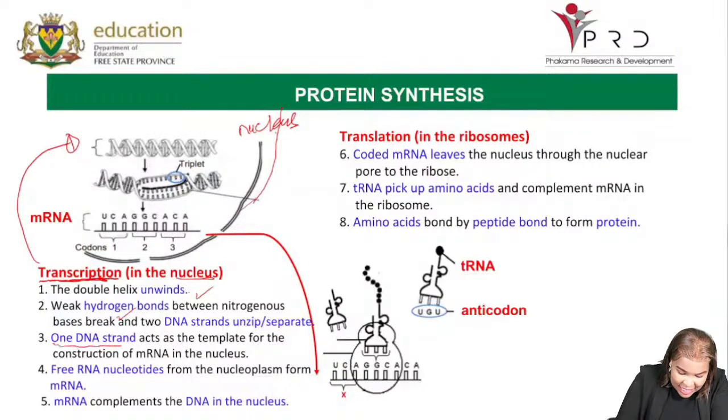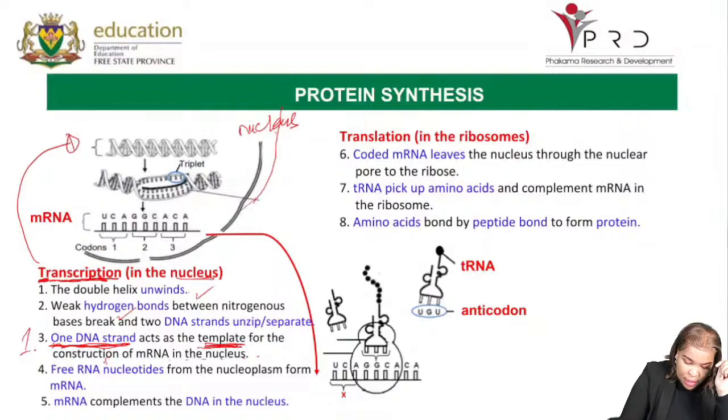Right, so let's check what happens. One strand, this is very important. This is what makes protein synthesis transcription different from DNA replication. Only one strand, not 2 strands. One strand acts as a template. Remember, with DNA replication, we said 2 strands act as a template where new DNA is going to be formed. But for transcription, only one. Only one strand is going to act as a template for the construction of mRNA in the nucleus.